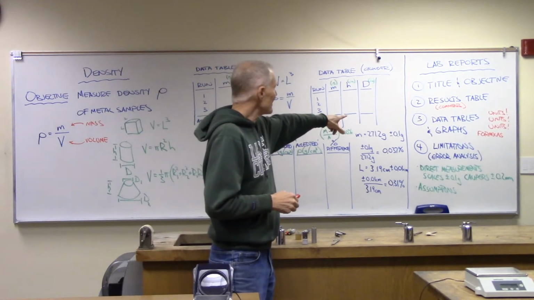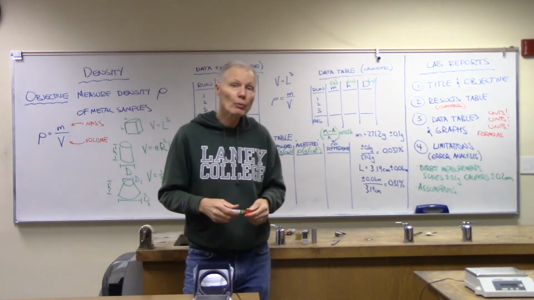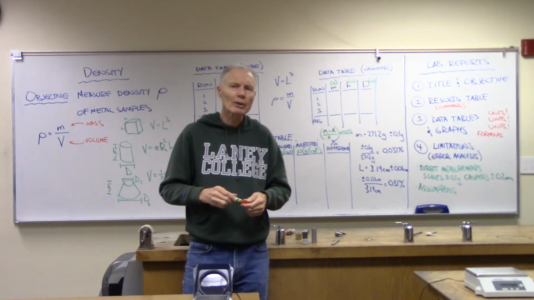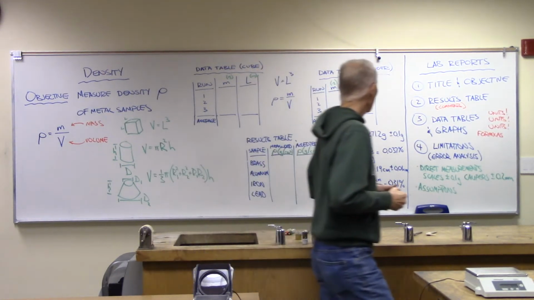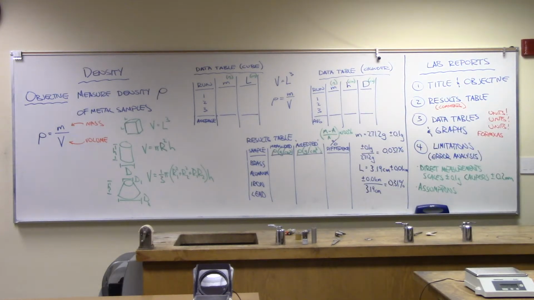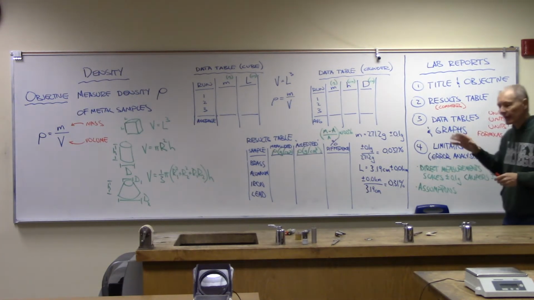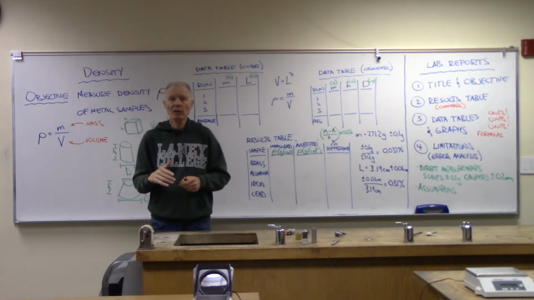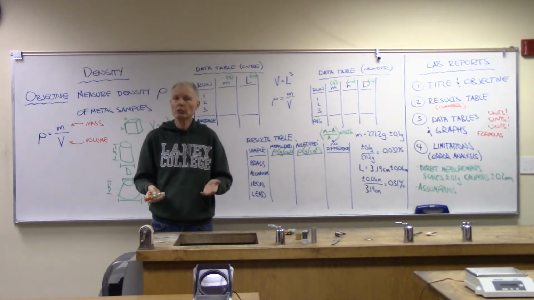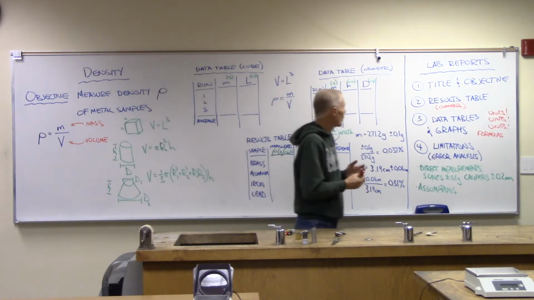Now, it lists data tables and graphs. Today we don't have any graphs. Most weeks we will have a graph or two that you have to complete. So the data tables and the graphs need to be clearly formatted. If I've got graphs, I have to make sure that I'm labeling the vertical axes and the horizontal axes of the graph with the correct units, with the correct physical quantities. Everything needs to be labeled properly.